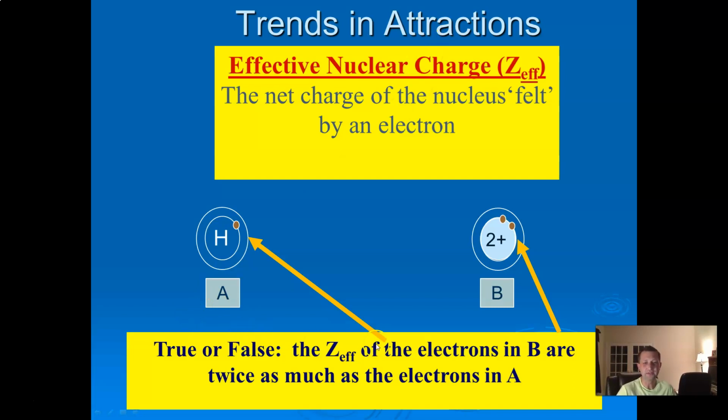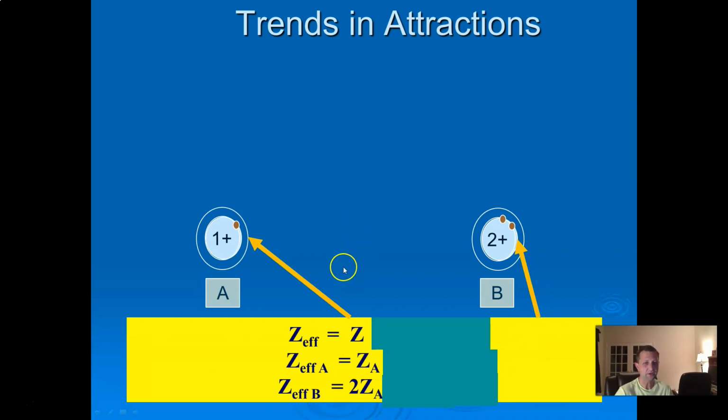So true or false? You have the Zeff of the electrons in B, right here, helium, is twice as much as the electrons in A. So let's take a look at it. So A has hydrogen, okay, it's 1 proton, and helium has 2. So would you think that helium, those electrons here, feel twice as much pull, twice as much attraction as the hydrogen electrons do? It would seem like the answer to that is obviously true, but we're going to find out that it's actually not. So here we go.